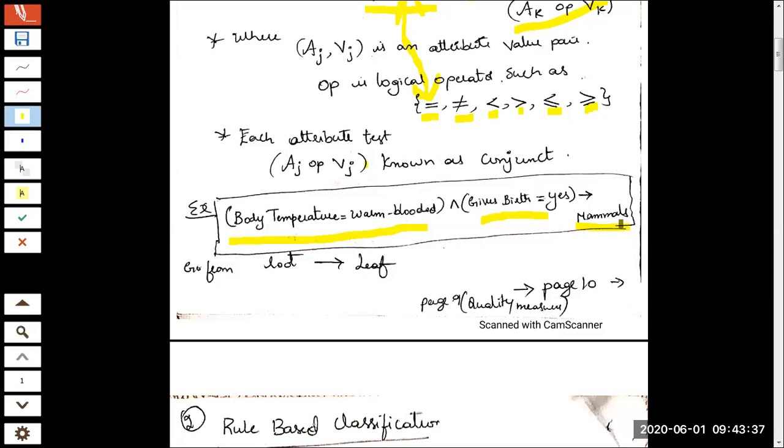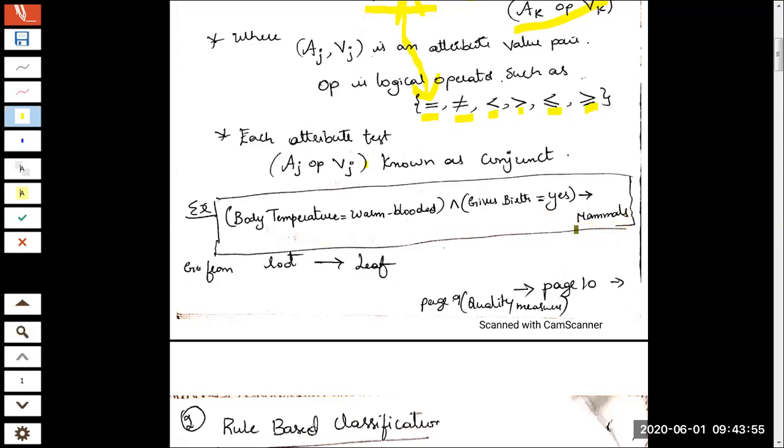Now it's time to see the same problem in the context of a rule-based classifier. For this typical problem, if you use a rule-based classifier, how it may appear. So that is to give you an indicator of it. I have written this, you can see.